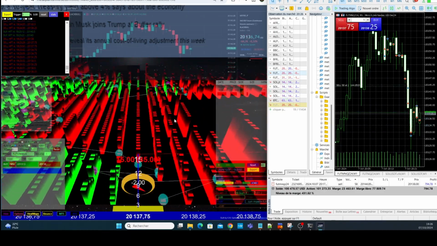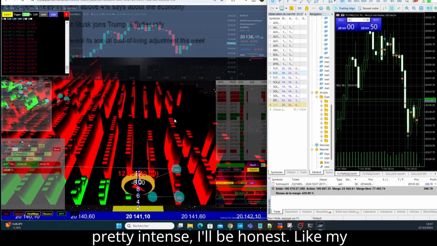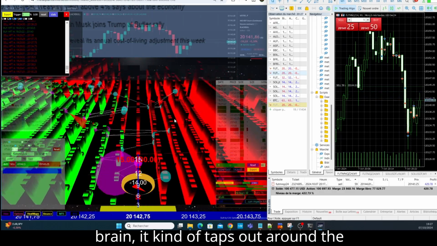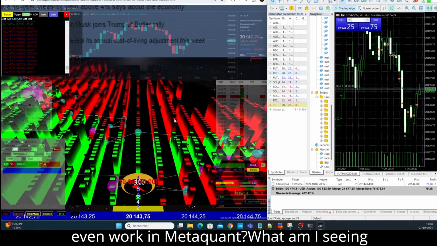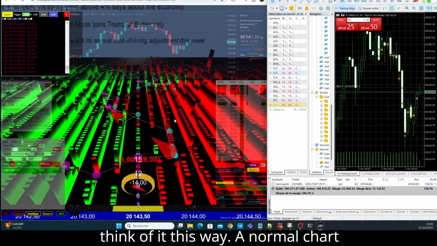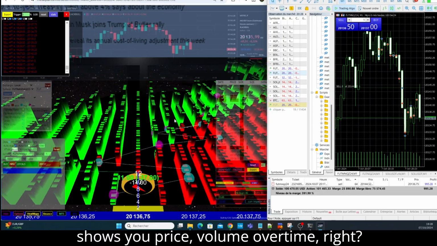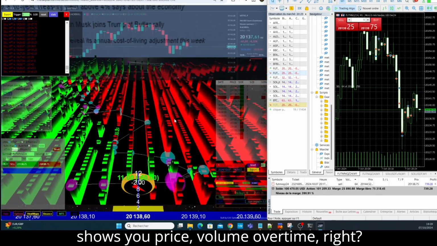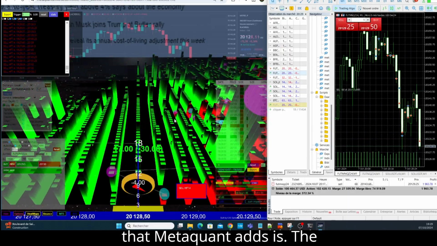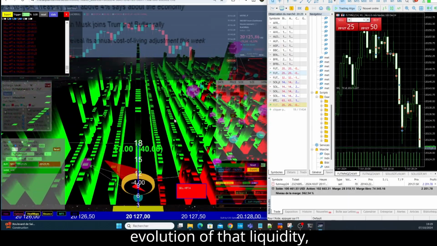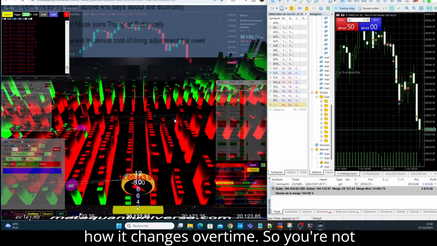4D. Okay, now that sounds pretty intense, I'll be honest. My brain kind of taps out around the third dimension usually. How does that even work in MetaQuant? What am I seeing that I wouldn't in a regular chart? Well, think of it this way. A normal chart shows you price and volume over time, right? That's your 3 dimensions. The fourth one that MetaQuant adds is the evolution of that liquidity, how it changes over time.